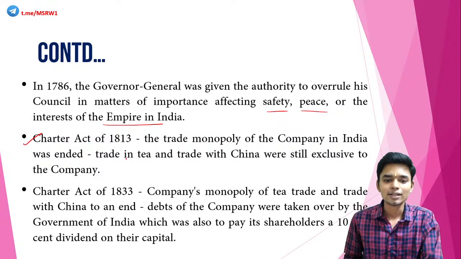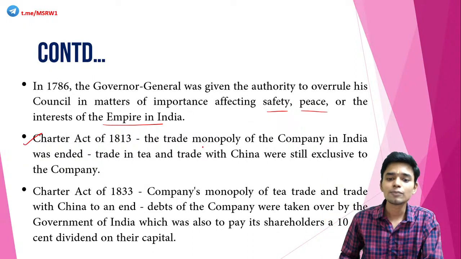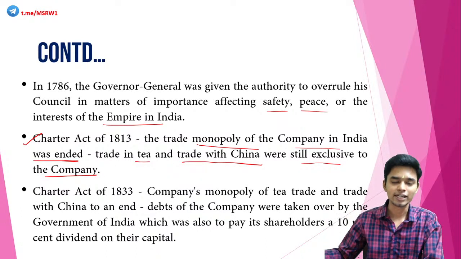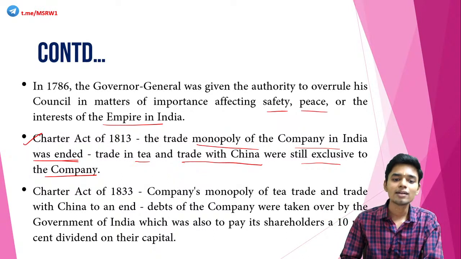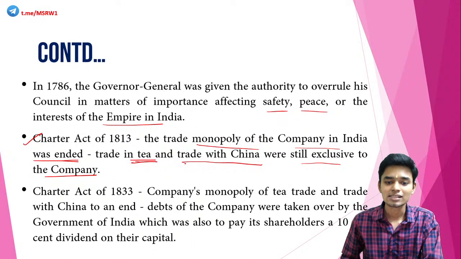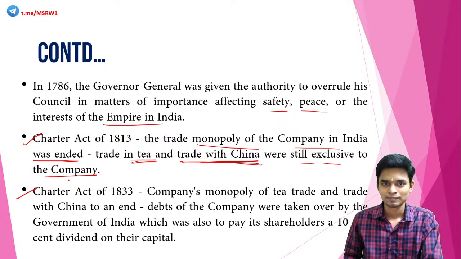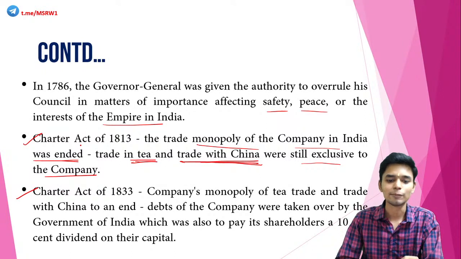Anyway, regarding the Charter Act of 1813, the most important point here is that the trade monopoly of the company in India was ended. Through this act, the trade monopoly of the company in India was ended, but trade in tea and trade with China was still exclusive to the company. In general, all other avenues of trade were open to others. The monopoly of the East India Company was ended, but it still had the monopoly over tea as well as trade with China. This too came to an end by the Charter Act of 1833. By the Charter Act of 1833, even the remaining monopolies of the East India Company came to an end.